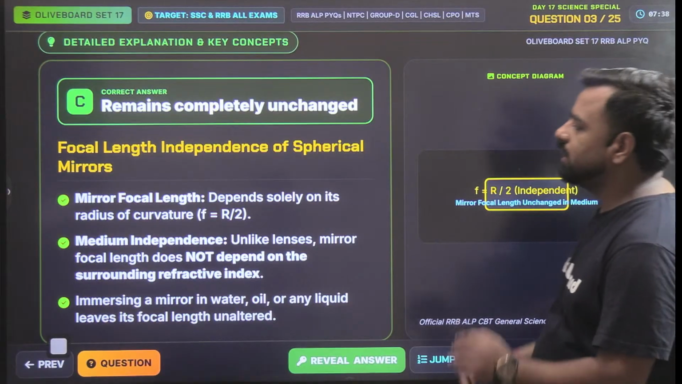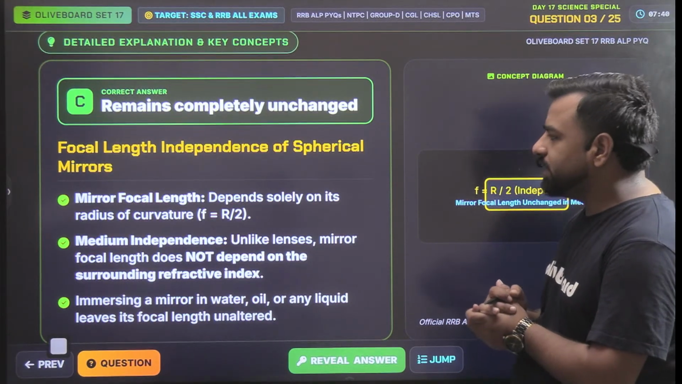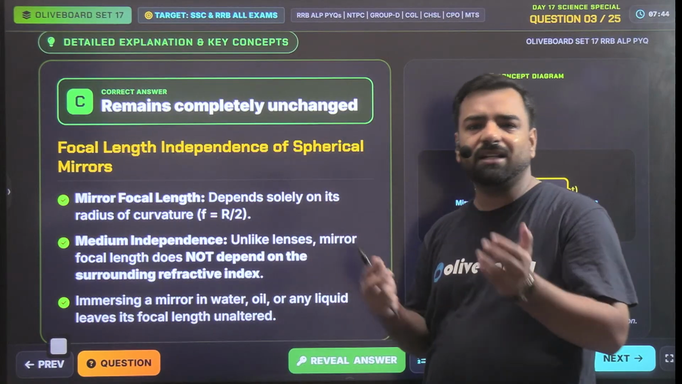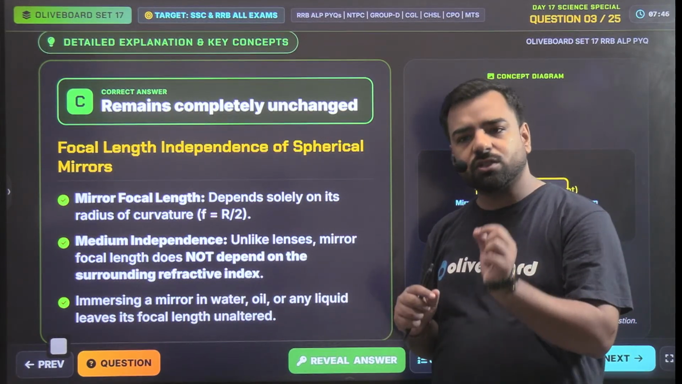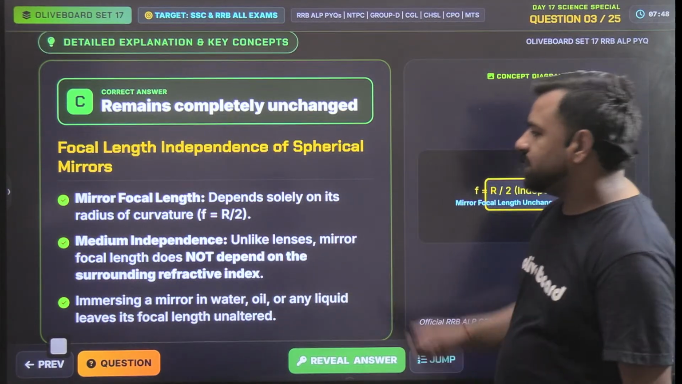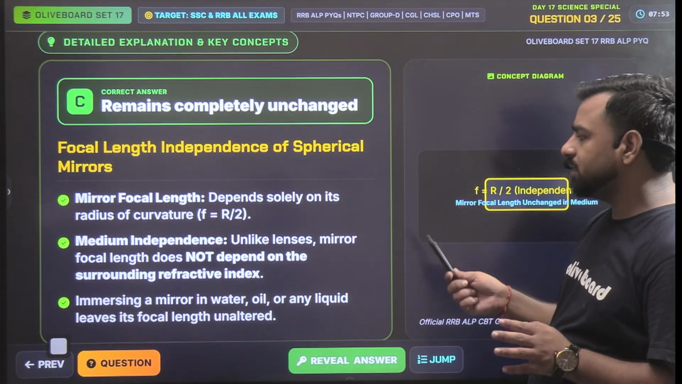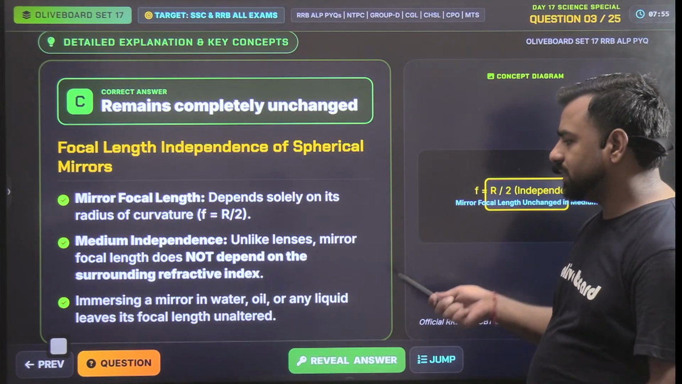More about it: a mirror's focal length totally depends on its radius of curvature. So how can water be linked here? It cannot be linked, so it is going to remain the same. It is medium independent. Unlike lenses, a mirror's focal length does not depend on the surrounding refractive index, and that's the main thing.